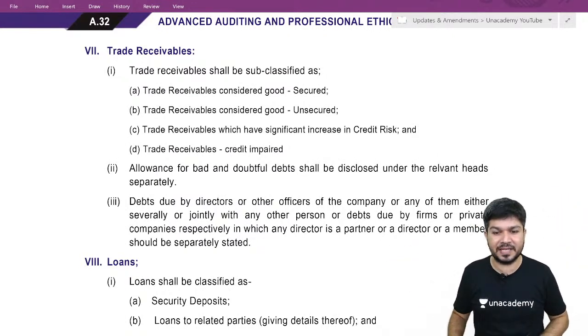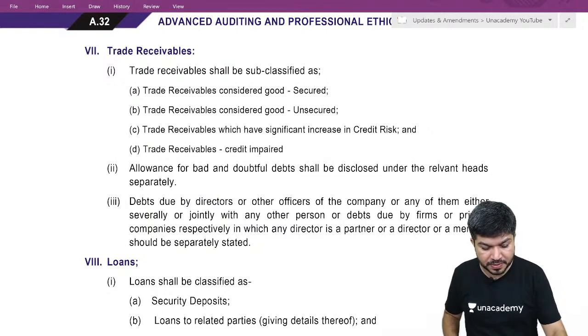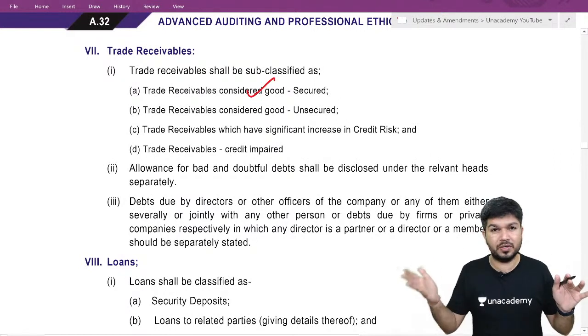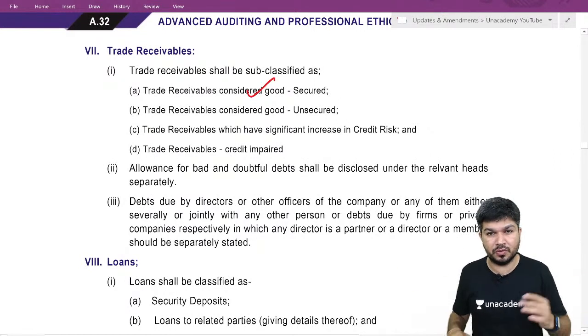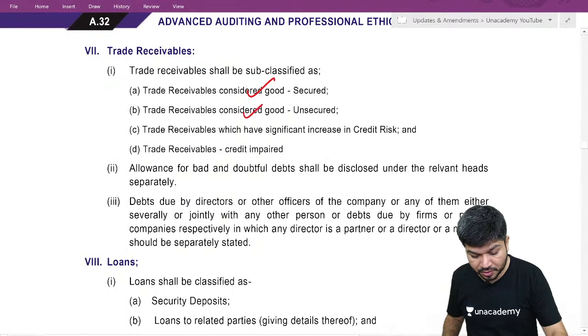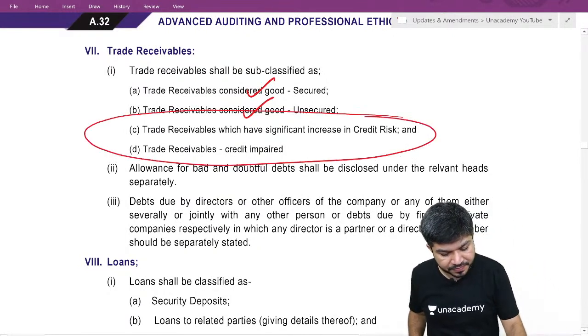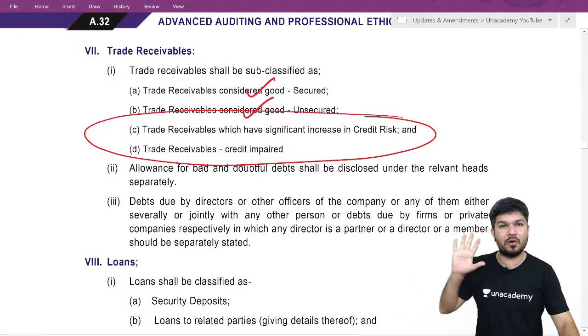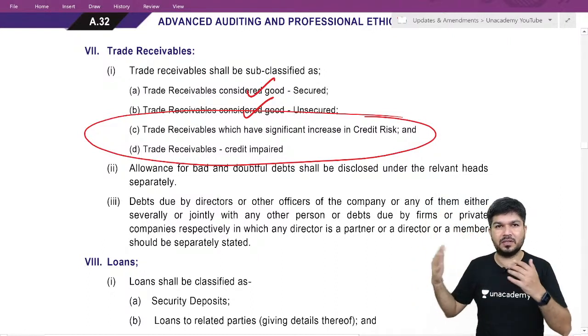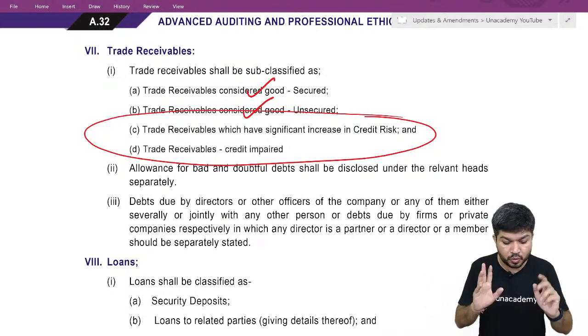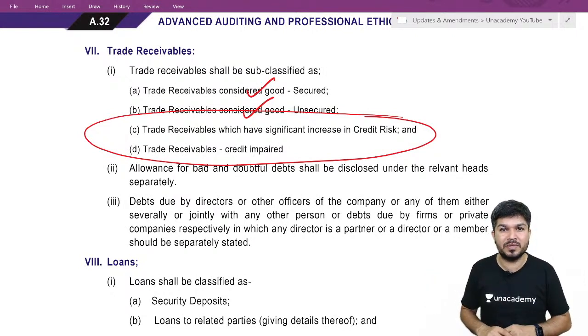You just have to bifurcate as trade receivables which are considered good, so secured good, unsecured good. So good ke andar secured, good ke andar unsecured. That is 2. Now doubtful is now divided in 2 parts. Under AS, it was secured considered good, unsecured considered good, and third was doubtful. Here, instead of doubtful, we have 2 categories: trade receivable which have a significant increase in credit risk, and trade receivable credit impaired.